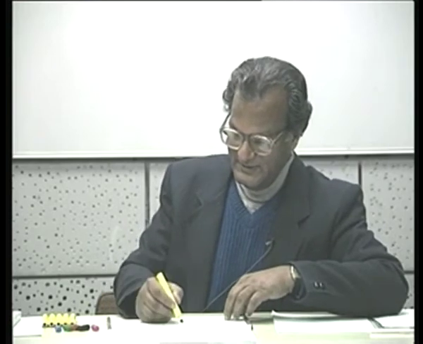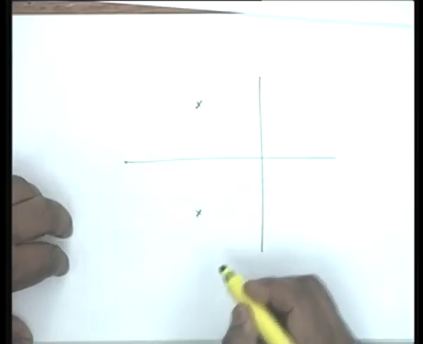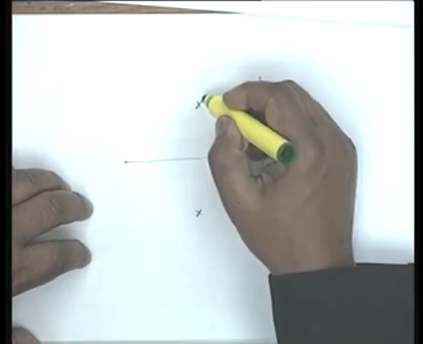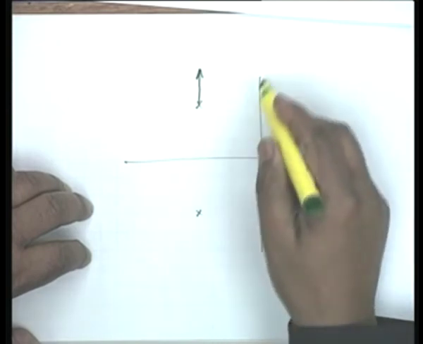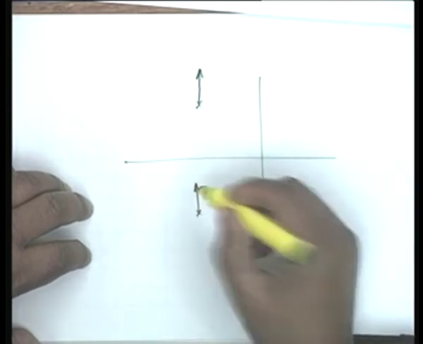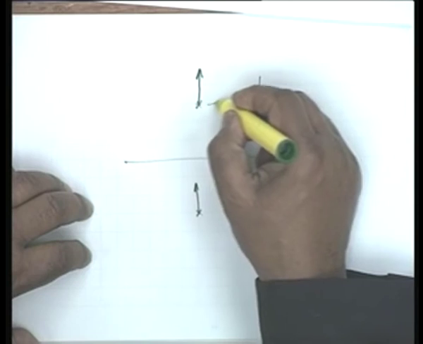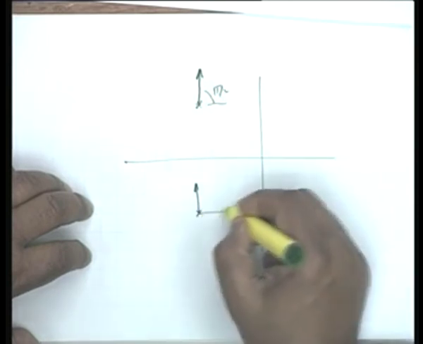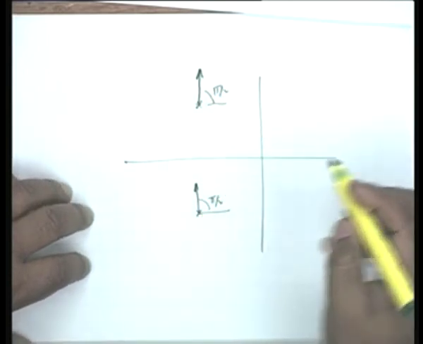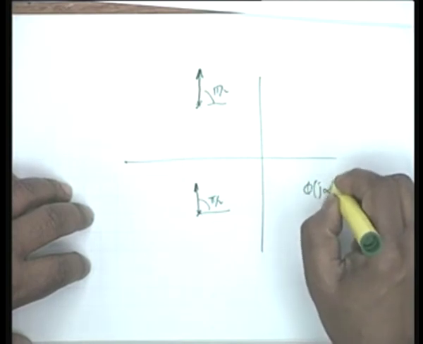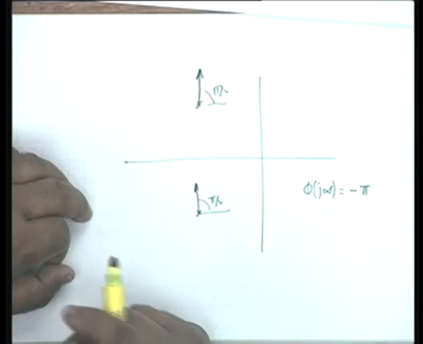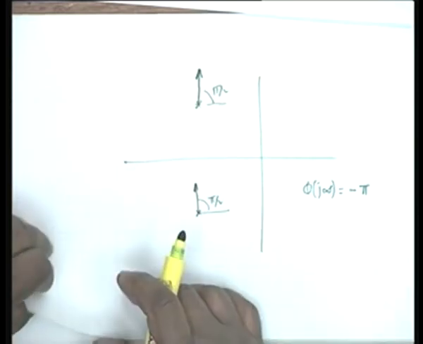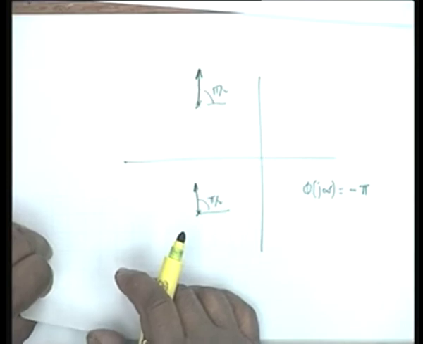Well, this can also be shown graphically. If you have two poles like this, when omega goes to infinity, the vector becomes parallel to the j omega axis, this vector also becomes parallel to the j omega axis. So this angle is pi by 2 and this angle is pi by 2, and therefore phi j infinity shall be equal to minus pi. Agreed? Minus pi. So it starts from 0, remains negative and goes to minus pi.